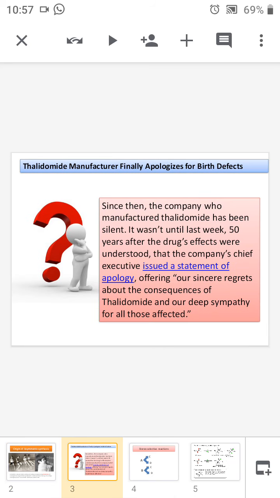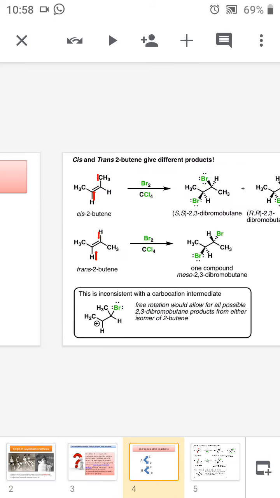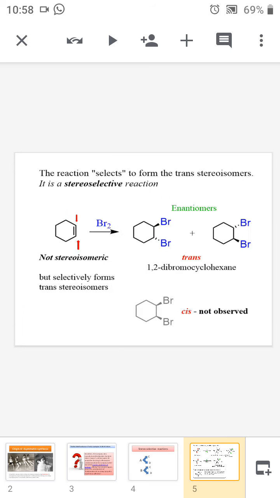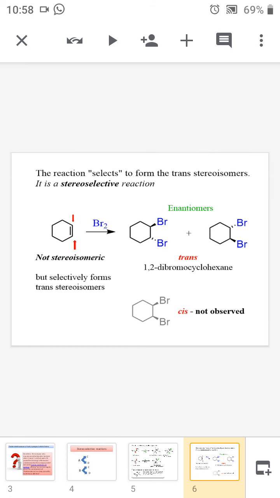And now we are moving into the difference between stereoselective and stereospecific reactions. How can we identify whether a reaction is stereoselective or stereospecific? Let me move to another example: the bromination of cyclohexene.